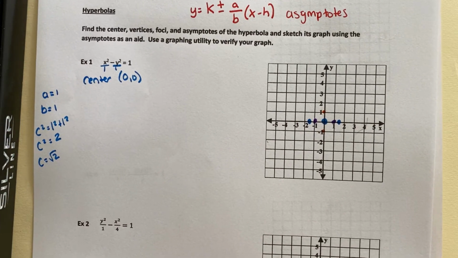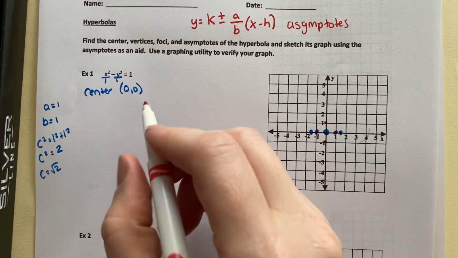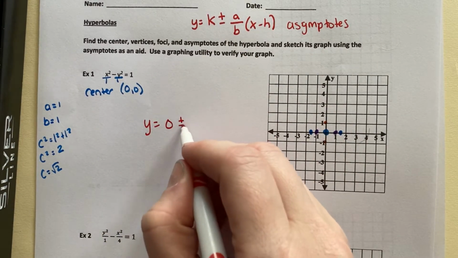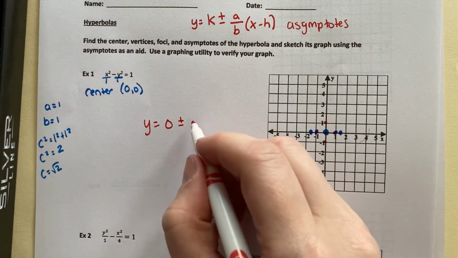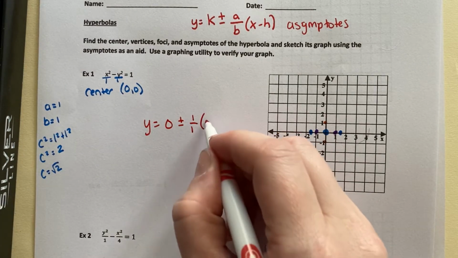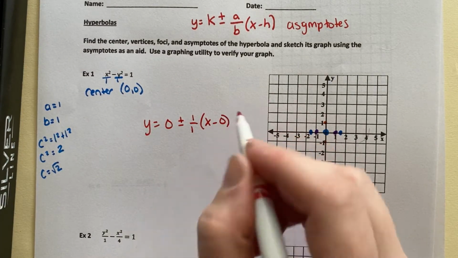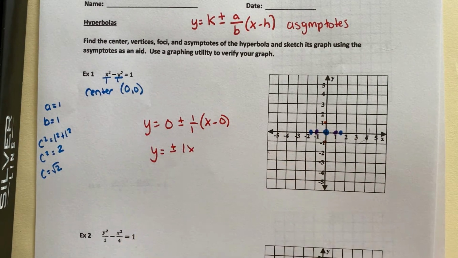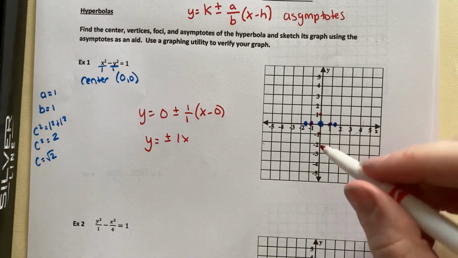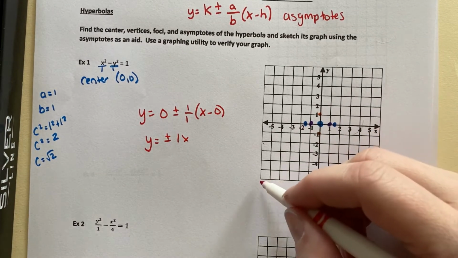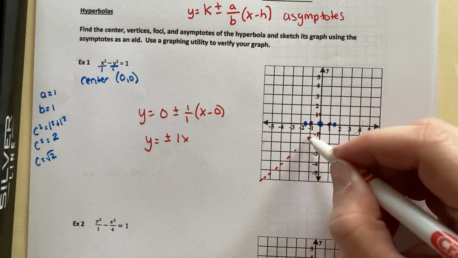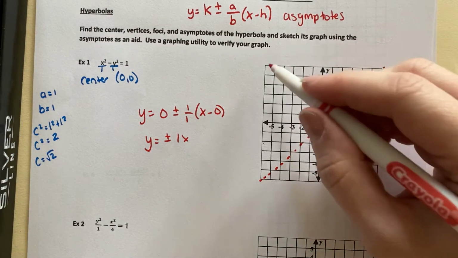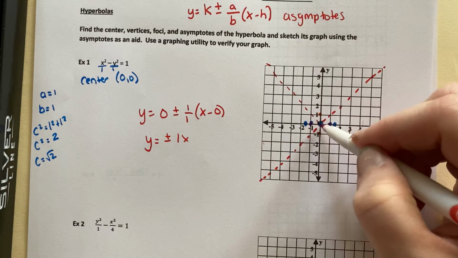Okay, so let's go ahead and see if we can solve that. For the asymptotes, y equals k, which is 0, plus or minus a over b, so 1 over 1, times x minus h, which is 0. So that simplifies down to plus or minus 1x. So I'm going to draw the asymptotes. X looks like this perfect diagonal here, and negative x goes this way.